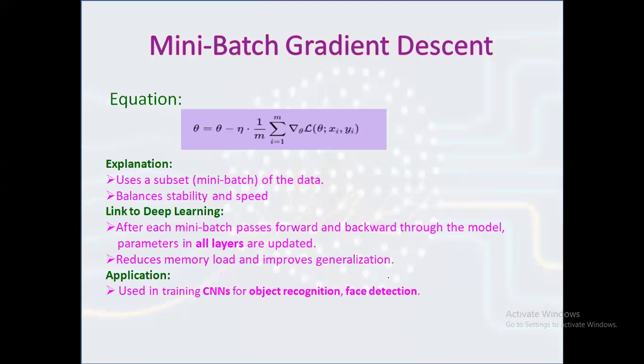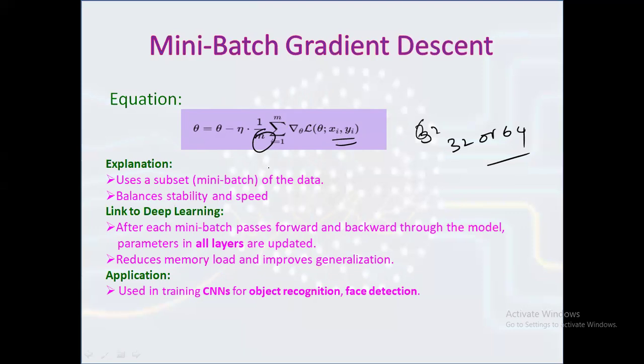Next, mini-batch gradient descent. Mini-batch gradient descent blends the benefits of batch and stochastic methods. Instead of using the entire data set or a single example, as we have seen before, it uses a small group of samples, for example 32 or 64, at each step. The update rule is given by theta equals theta minus eta times 1 by m, summation of i equals 1 to m, del theta of L(theta; xi, yi). This equation means the gradient is averaged over a small mini-batch of m samples.